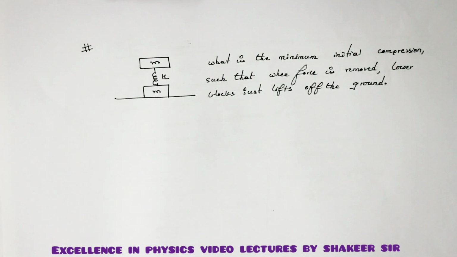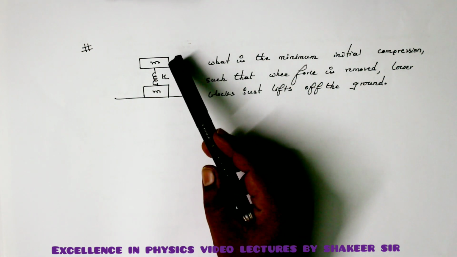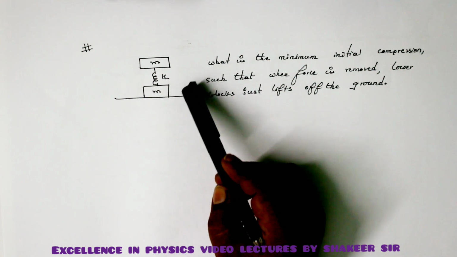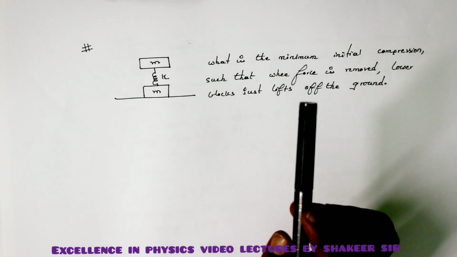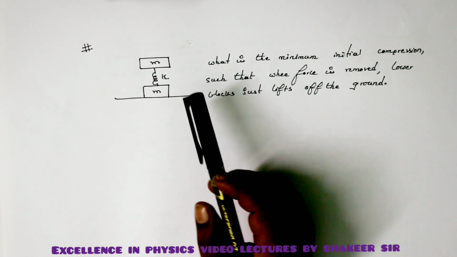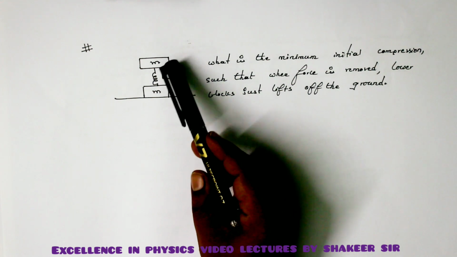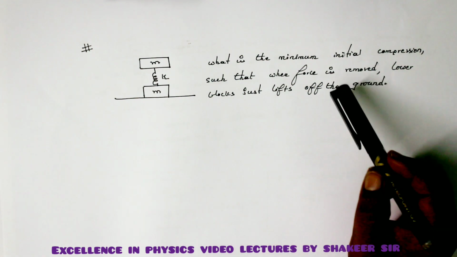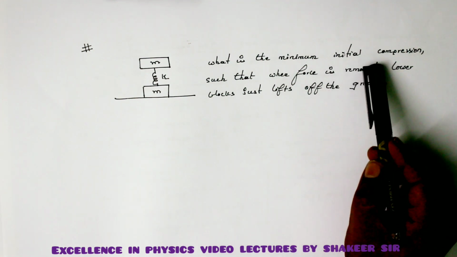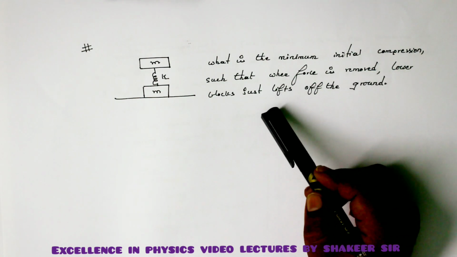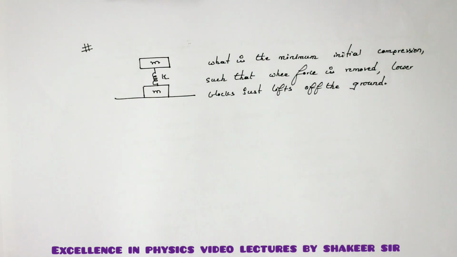See this next question. Here there are two blocks of the same mass, m and m. They are connected by a spring, and initially this system is at rest. We are not applying any forces and the system is relaxed here. But we know that because of this mass, the spring will be compressed by a small value, that is a different condition. So now the question is, what is the minimum initial compression such that when the force is removed, the lower block just lifts off from the ground?